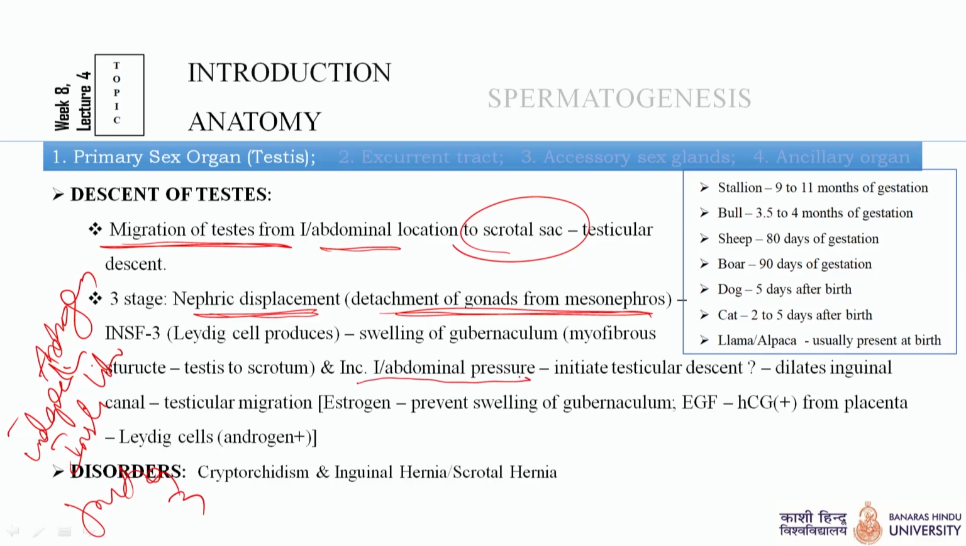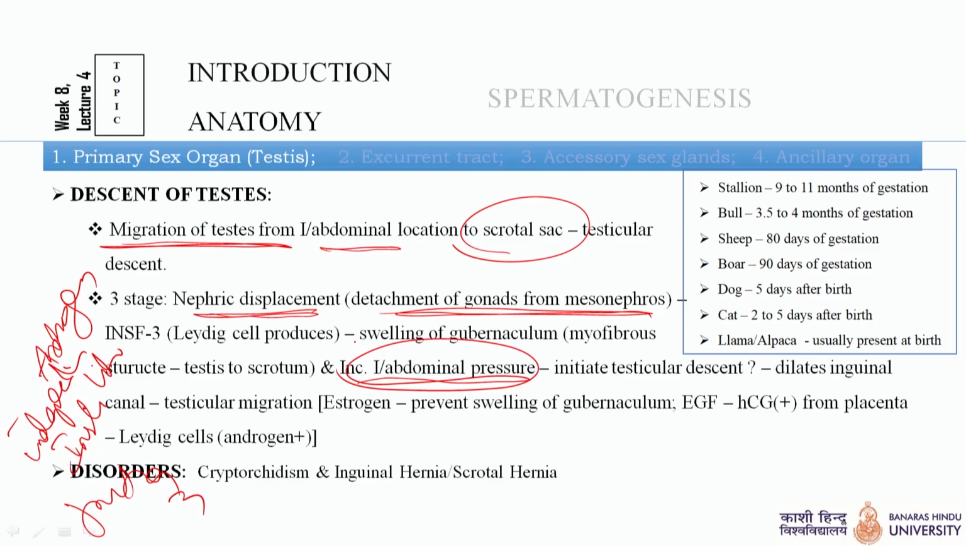But in order to initiate or favor this testicular descent, it also requires increased intra-abdominal pressure. So two factors are involved. One is the swelling of the gubernaculum, and the other is the intra-abdominal pressure. These two factors favor the descent of the testis, so that it dilates the inguinal canal. The gubernaculum swelling as well as the increased intra-abdominal pressure dilates the inguinal canal. As a result, the testicle migrates.